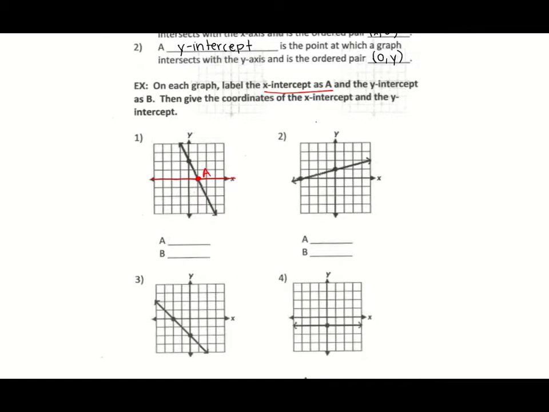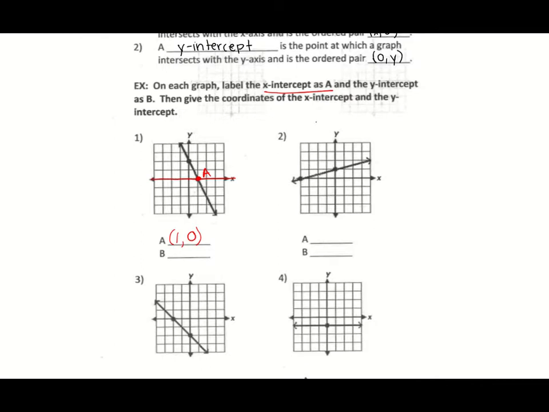Now, if we want to find the coordinates for that point, we start at our origin, and it looks like we are counting right 1. So that gives us an x value of 1. And since it's our x-intercept, we know that our y value is 0. We're not going up or down at all.